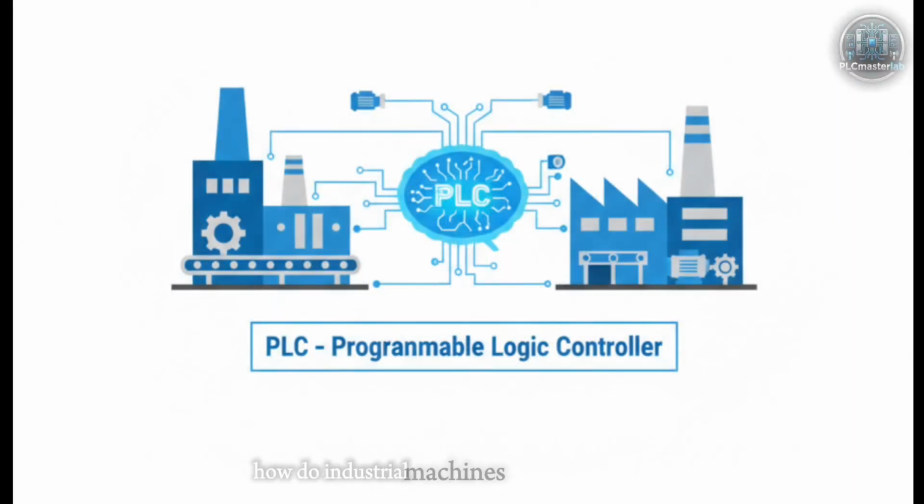How do industrial machines work automatically without human control? Who decides when a motor should turn on or when a valve should open? This is all controlled by a PLC.